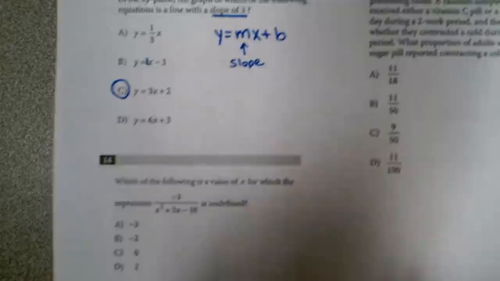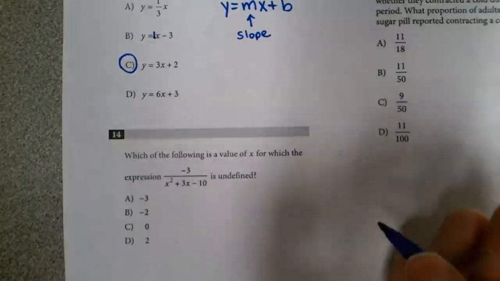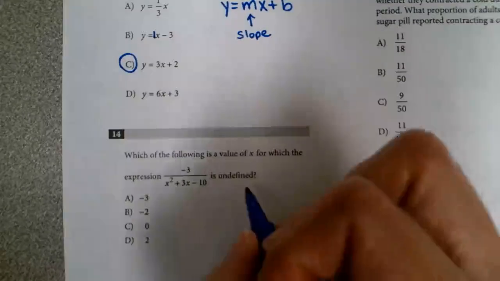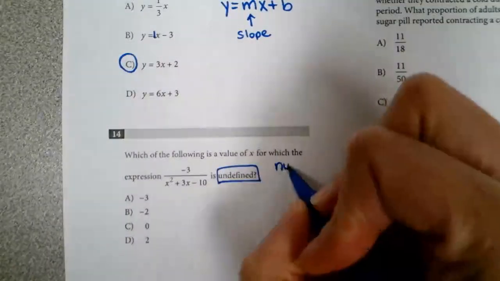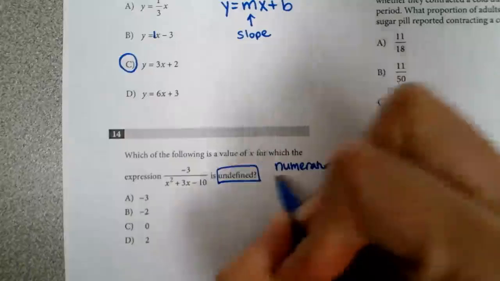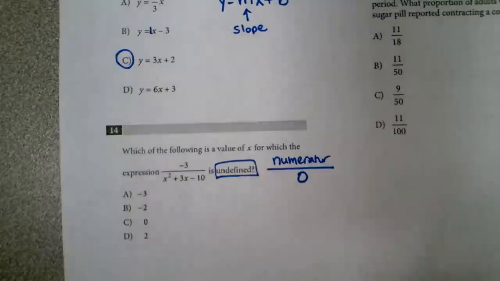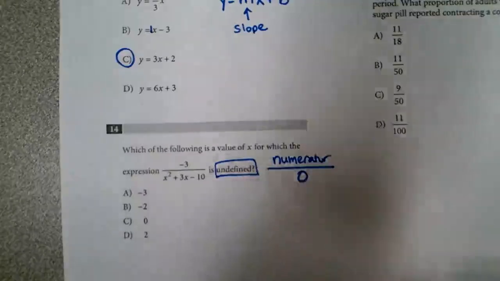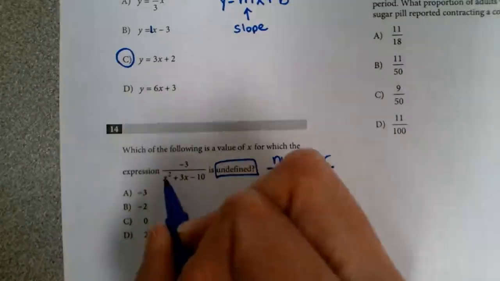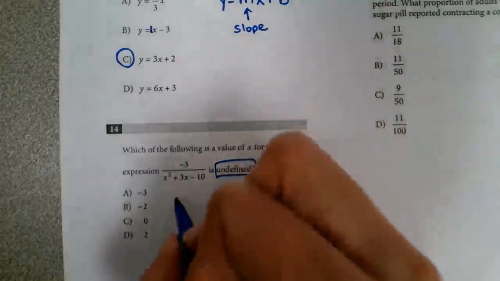Number 14, which of the following is a value of x for which the expression is undefined? This is an important word. Undefined in math means that we have a denominator of 0. The numerator doesn't matter, it can be anything, but it's undefined if the denominator is 0. So a method to solve this one would be to plug in the values of x and see which one gives me 0 for the bottom.